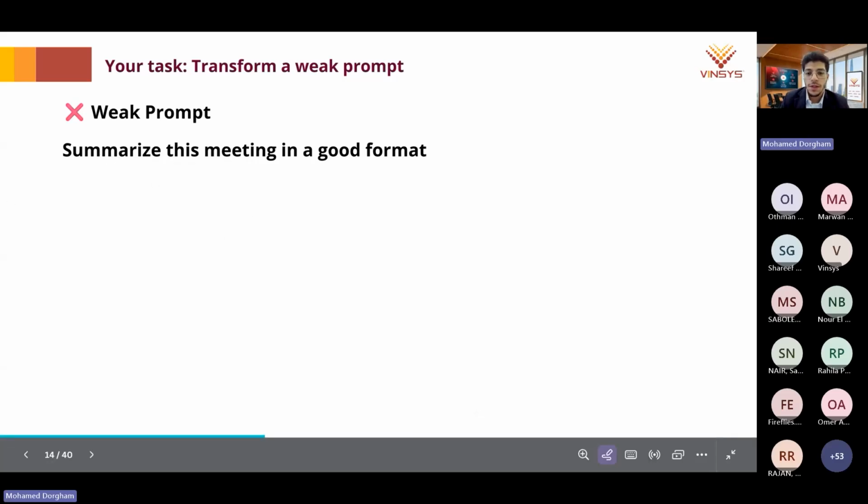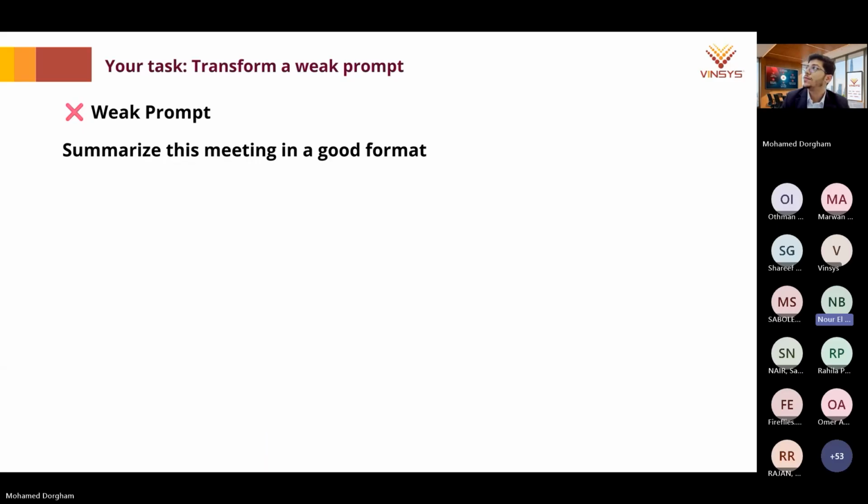What are the weak points? "Summarize the meeting in a good format." He's not mentioning the basis. For example, what was the meeting about? In a good format, it's not clear. It's not clear which format he wants, to insert a table, for example, or bullet points.